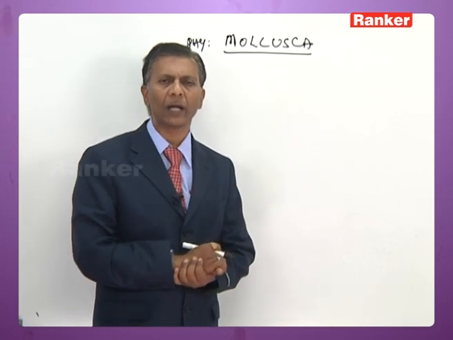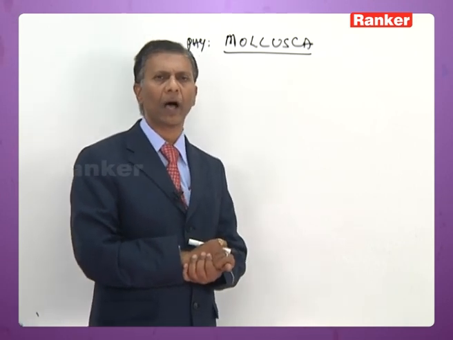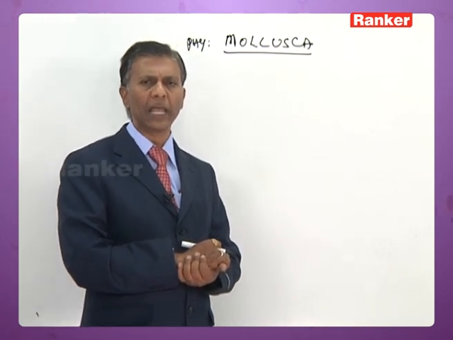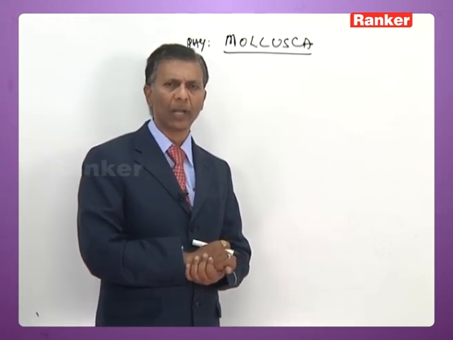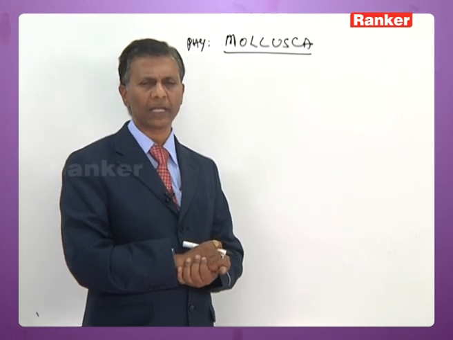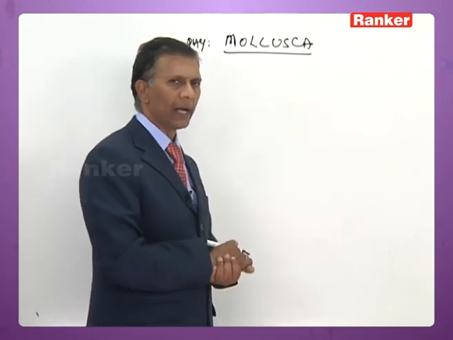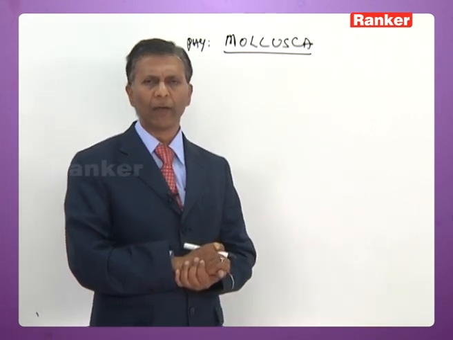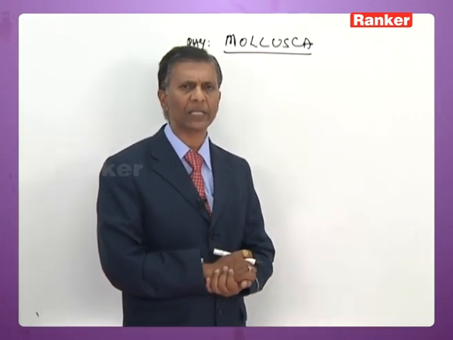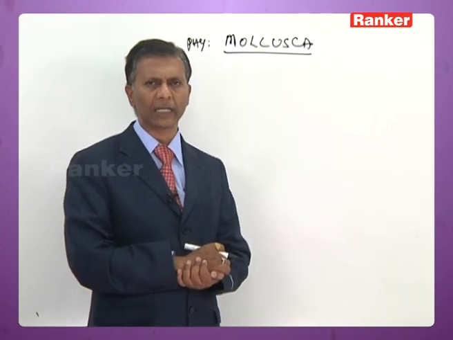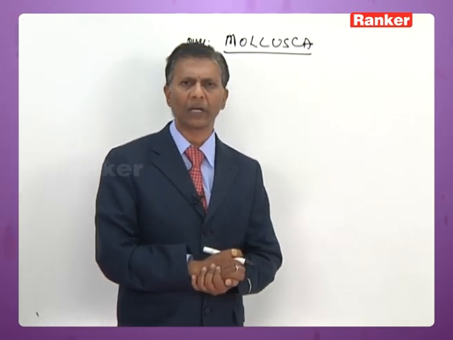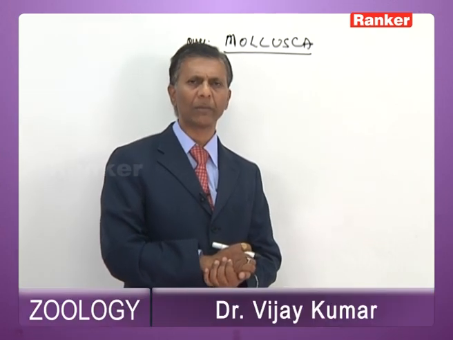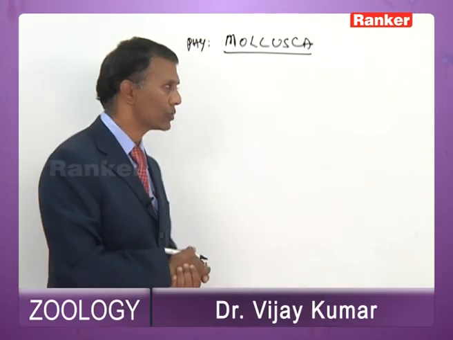Excretion in mollusca takes place by metanephridia or kidneys, and most of them are ammonotelic. Some snails are ureotelic, and sometimes they eliminate uric acid here now. And reproduction, most of them are unisexual, a few are bisexual. Fertilization may be internal or external. And in molluscans, the foot, which is ventrally placed, helps in anchorage and locomotion.